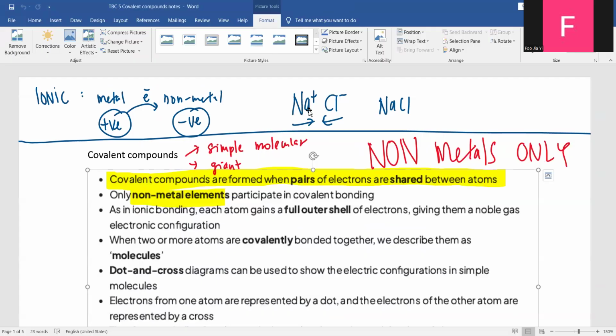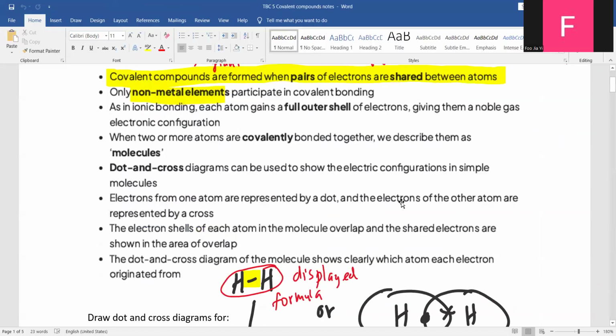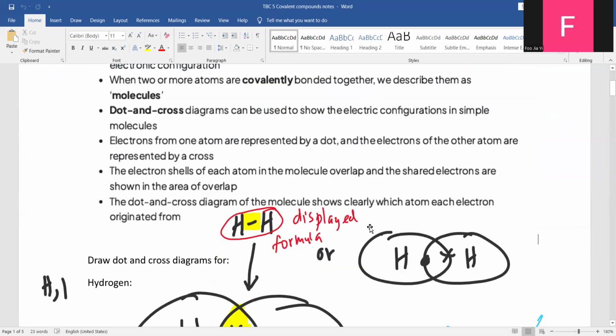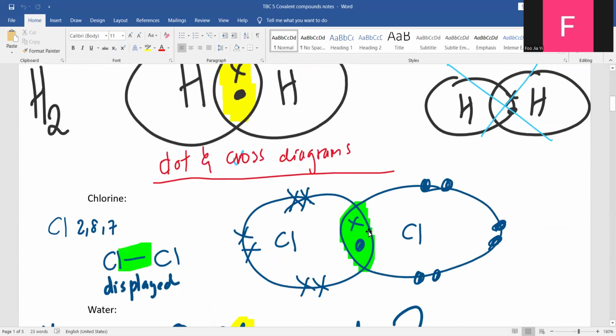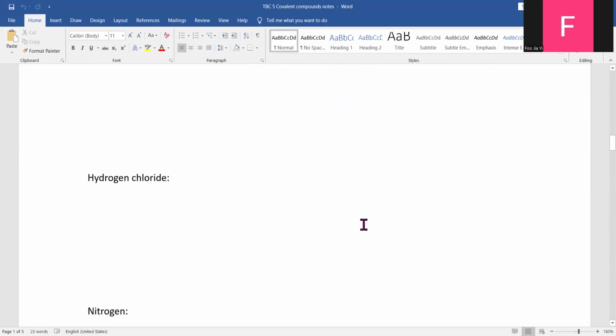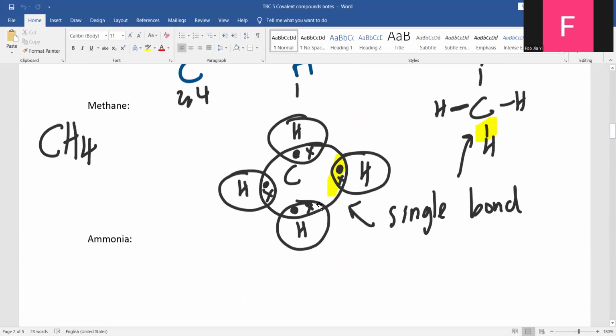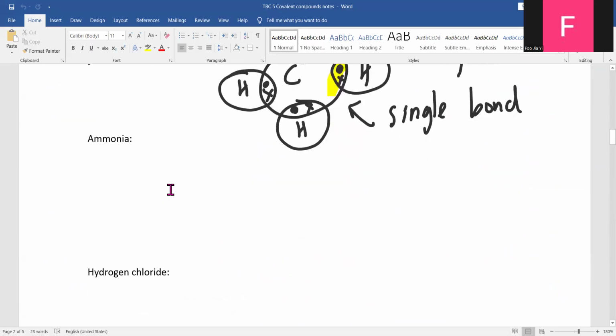Okay, so we have talked about how covalent compounds are made. Where's last week's notes? Can you please take it out? Last week's notes, yeah. All right, covalent compounds are made from non-metal and non-metal, and then we draw these dot and cross diagrams. So I asked you to go back and draw these. Did you do it?